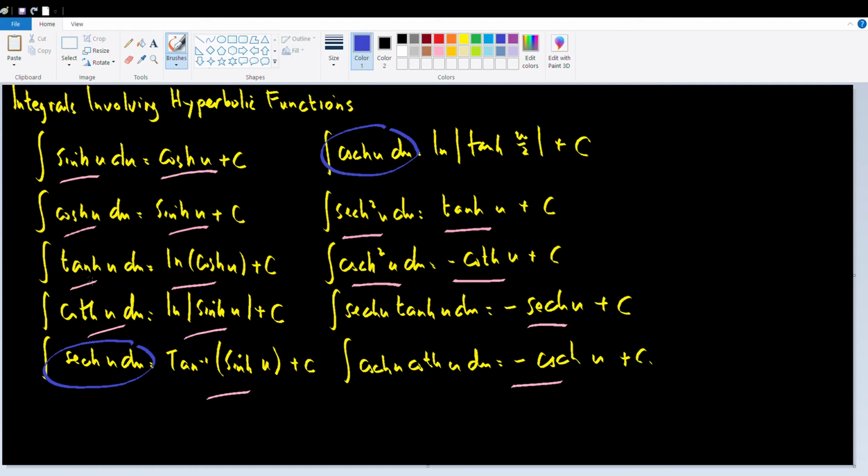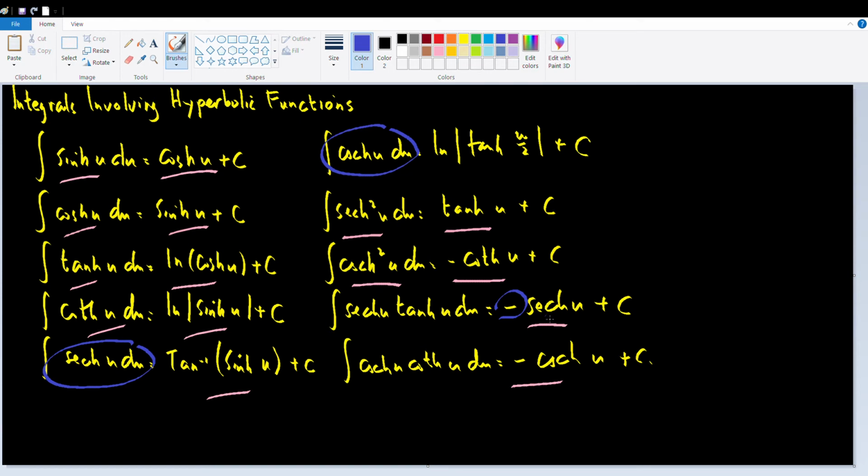Another is the integral of hyperbolic tangent u du, which is ln of the hyperbolic cosine of u. Involving the tangent function, the integral of tangent is negative ln of cosine u. So for the hyperbolic function, it is positive ln of hyperbolic cosine u. And finally, before, the integral of secant u tangent u is positive secant u. But for hyperbolic functions, the integral of hyperbolic secant u hyperbolic tangent u du is negative hyperbolic secant u plus c.